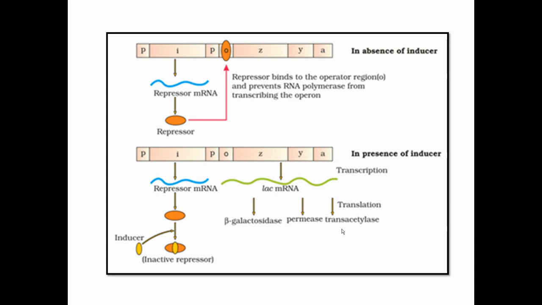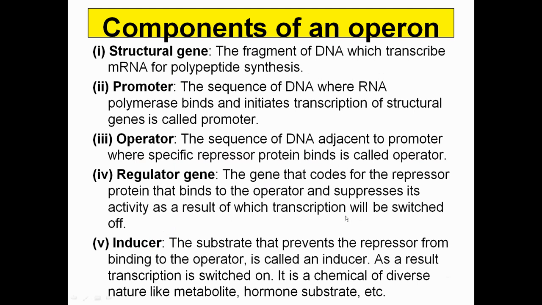And we have various types of operon. This operon we are studying, that is the lac operon, that is the lactose operon, and so many others like the tryptophan operon. All sorts of operons are going to be present. So we are going to discuss this particular operon in great detail in this presentation. Components of an operon: we have seen the structural gene, promoter site, operator site, regulatory gene, inducer. So these are the five components of the operon.